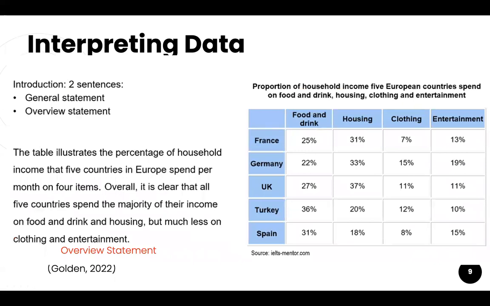And the overview statement or thesis statement is the general trend looking at the table. So it says here, overall, it is clear that all 5 countries spend the majority of their income on food and drink and housing, but much less on clothing and entertainment. So that's a thesis statement.